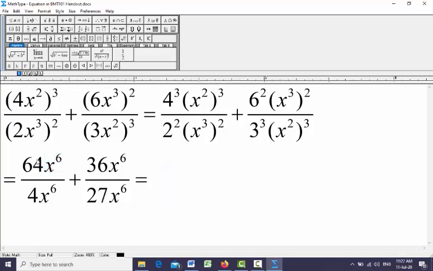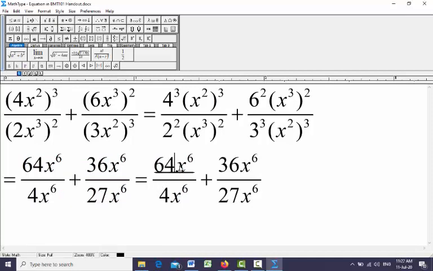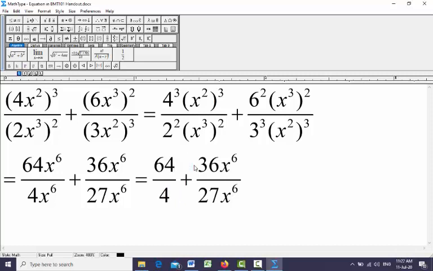So let me write it in another way. Let me simplify again so that you can understand. Here we have x to the power 6 in the numerator and x to the power 6 in the denominator, so these will cancel each other. Now we have 4 in the denominator and 64 in the numerator. So if you divide, we will get only 16 here.